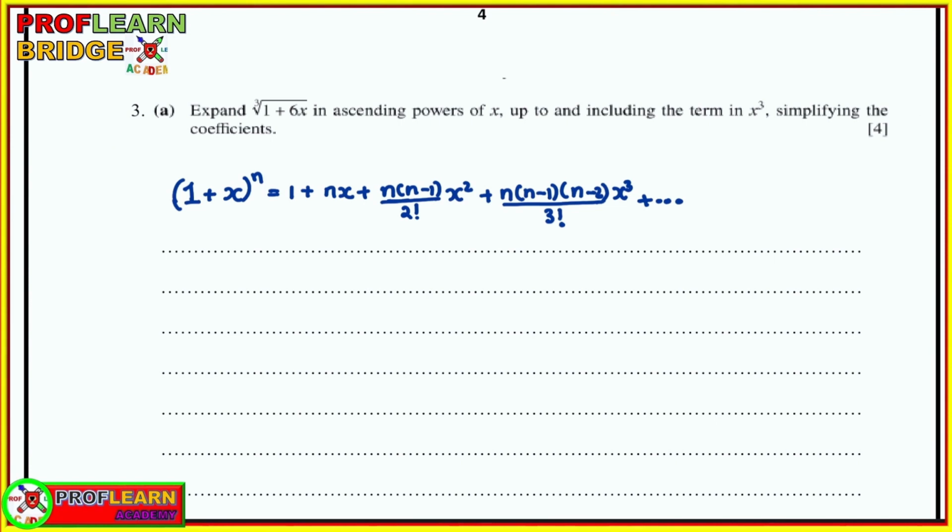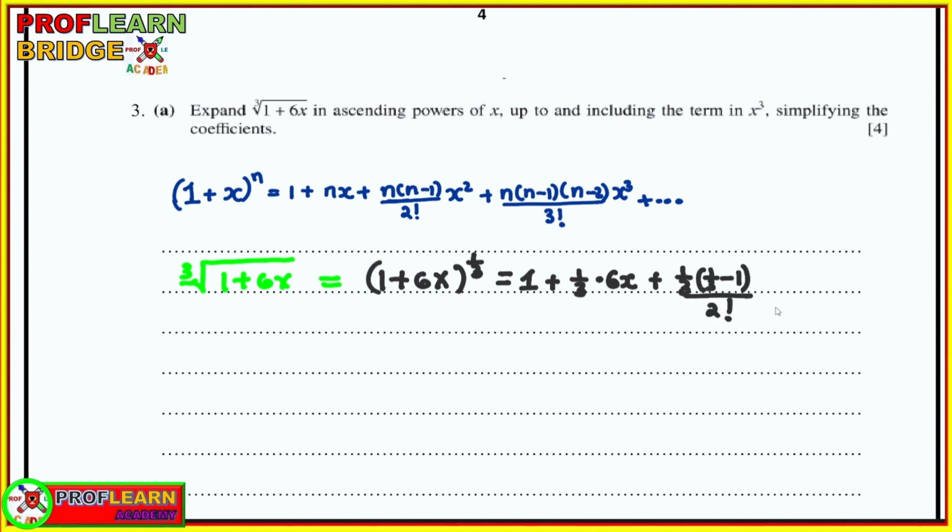Now, in this case, remember our x is 6x, which means that we are going to substitute 6x at the point where we have x in the process of solving this, and our n is 1 over 3, since a third is the same as the cube root. So anywhere we have n, we're going to substitute 1 over 3, and where we have x, we're going to substitute 6x. And if we substitute it, this is exactly what we are going to get.